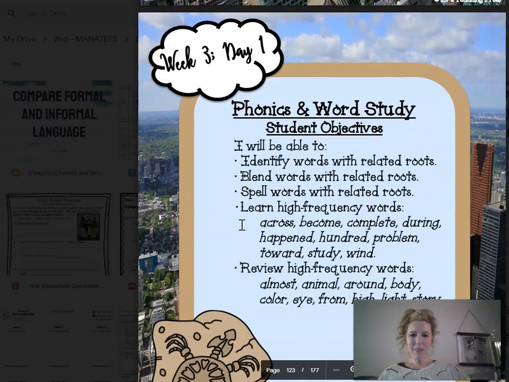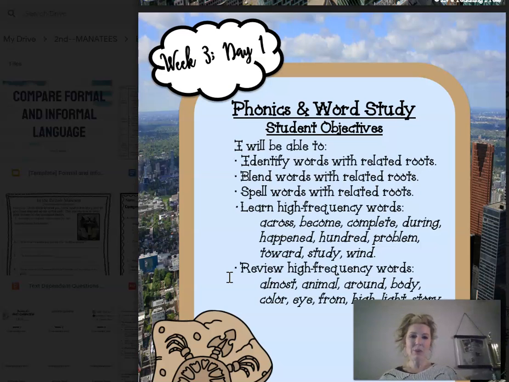And our phonics, okay? Related root words, high frequency words. So this is all of our extra vocabulary and word building strategies, but that's our focus for this week. Are you ready? Let's begin.